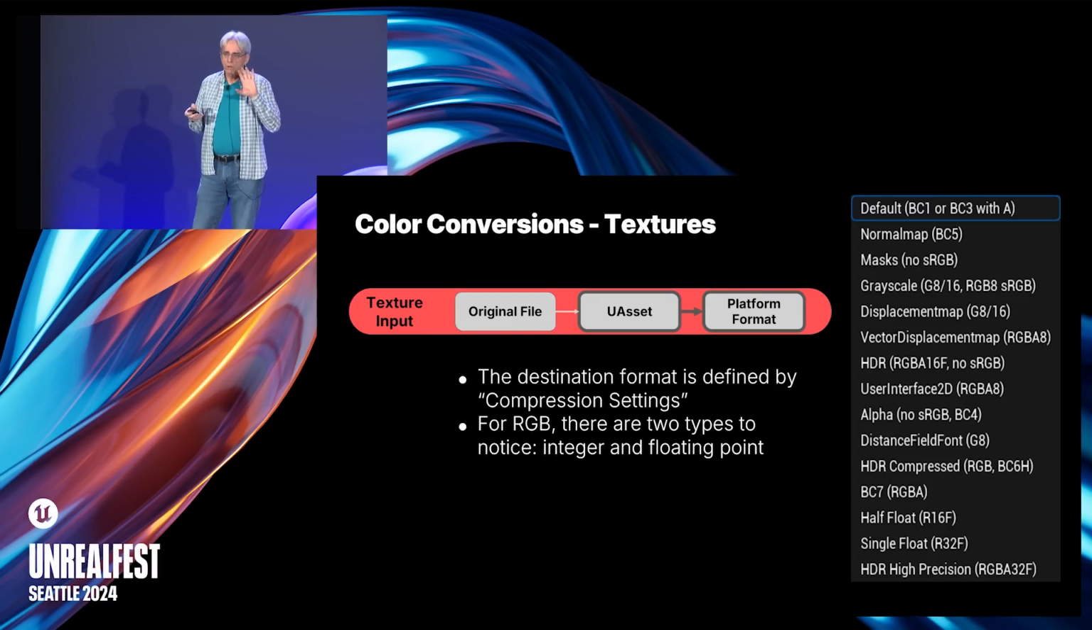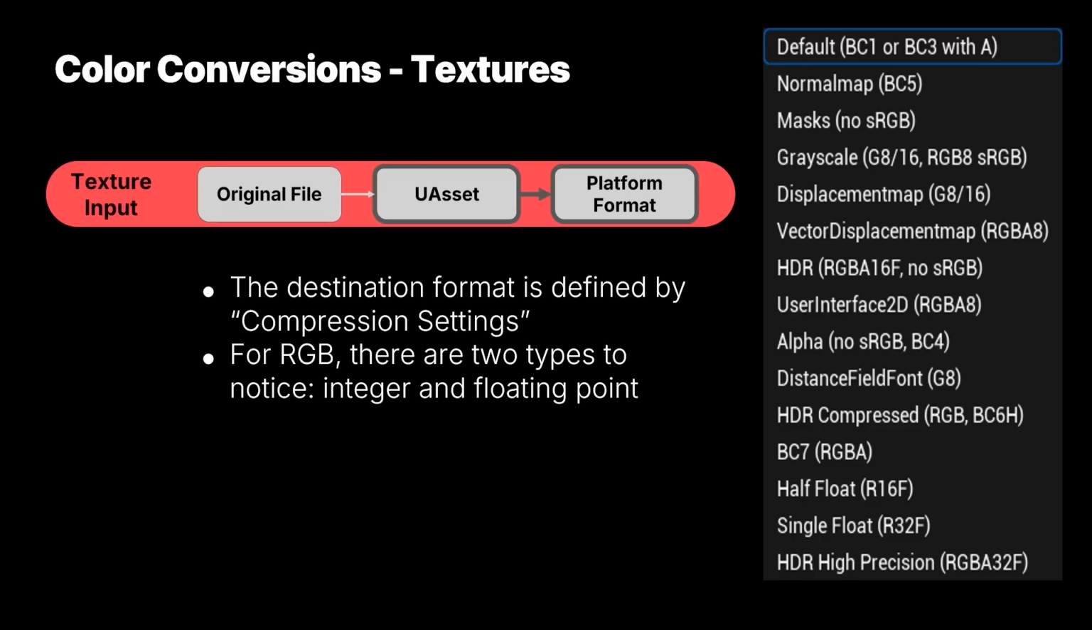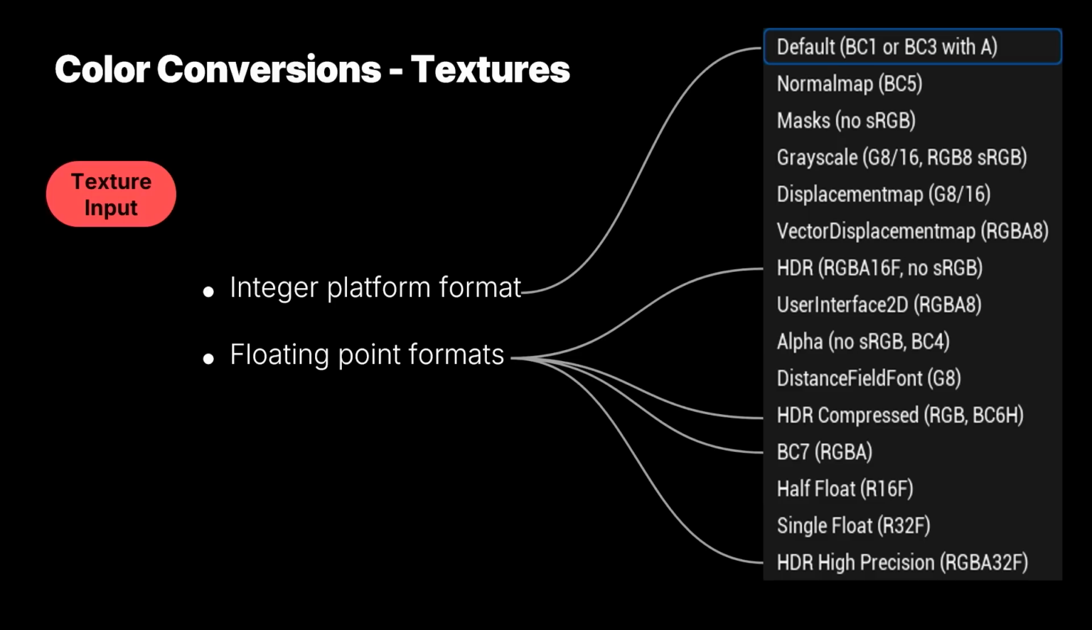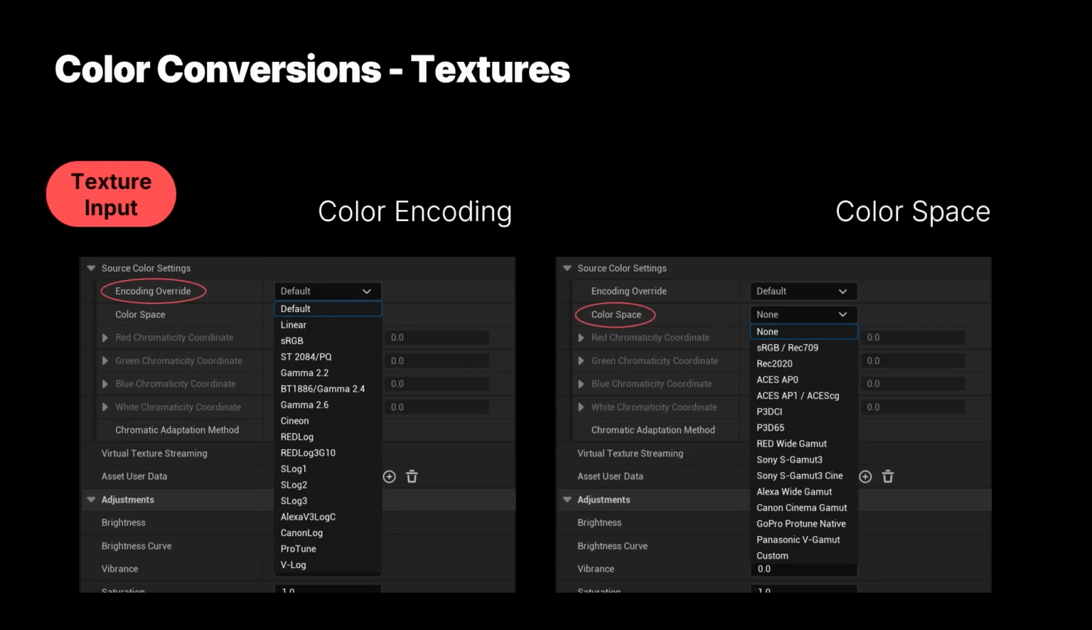So when you choose what your platform format is going to be, we call that compression settings inside of the texture editor. You have a choice, a whole list here. For RGB, there's a bunch of them that exist for very specific targeted reasons, but basically there are two groups. Integer ones, like default, which is BC1, but also the floating point formats that have 16F there. And there are different ways that it can get compressed, including even a 32 float, if you choose to.